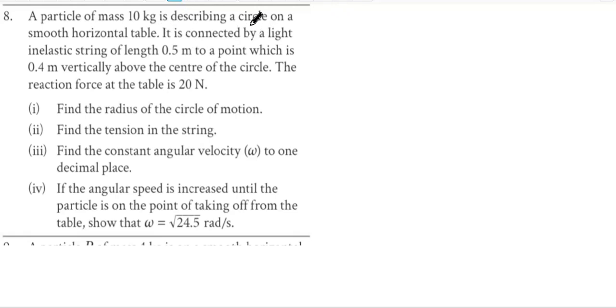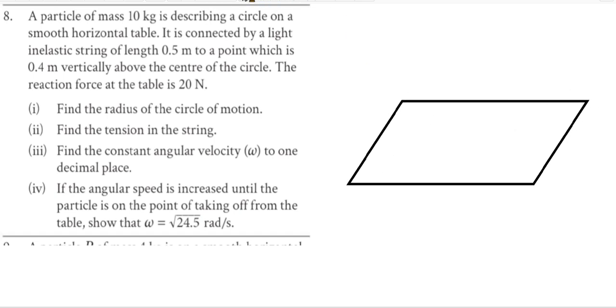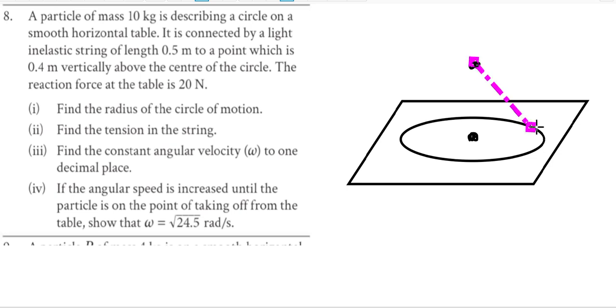Particle of mass 10 kilograms, describing a circle on a smooth horizontal table. So that is my parallelogram, from here to here. I'm going to use the pink thing again. This is a height of 0.4, and 0.5. I'm going to use Pythagoras' theorem to find the length of the radius, which is the red line, and we all agree it's 0.3, do we?